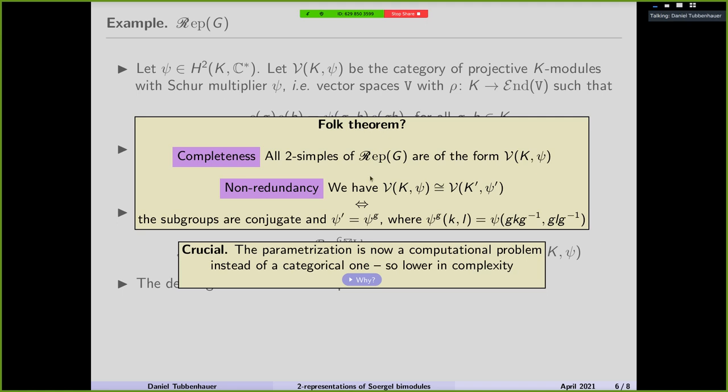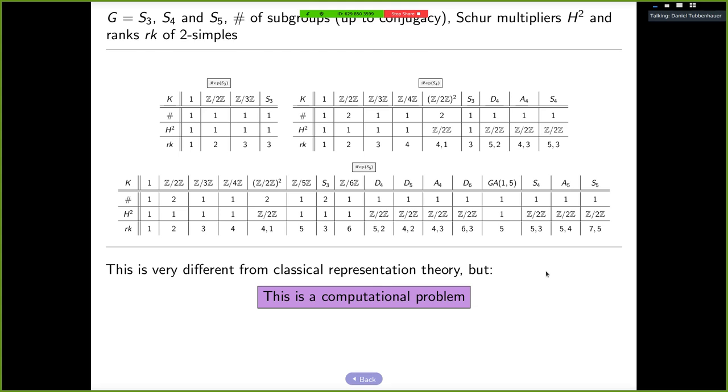Let me show you how those things look in an example. So the examples that turn up for Soergel bimodules, as you will see in a second, in the next 6 minutes, are very easy subgroups. So G, S3, S4, S5, and you would write down those tables. So you would write down S3. So S3 is the small table, S5 is of course the big table. You are not supposed to look at the details in the big table, but basically what I want to say is this is a computational problem.